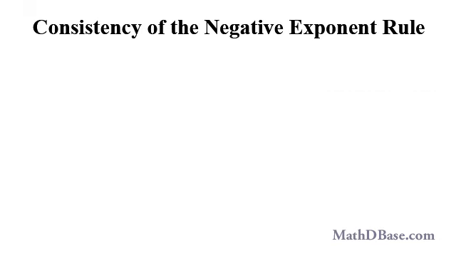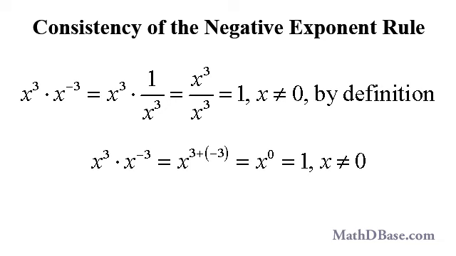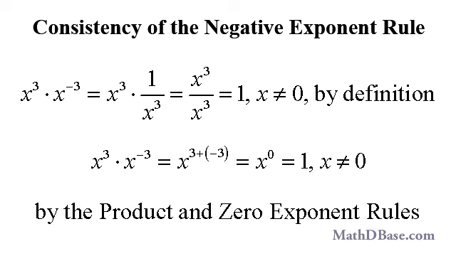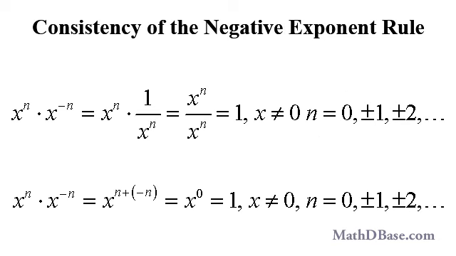Let's see if this rule for negative exponents is consistent with the other rules. If we have x to the 3rd times x to the negative 3rd, by definition this is x to the 3rd times 1 over x to the 3rd, or x to the 3rd over x to the 3rd, which is 1. By the product rule, we would get x to the 3 plus negative 3, or x to the 0, which is 1, according to the rule for 0 exponents. These arguments could be used for an exponent that is any integer, so the negative exponent rule is consistent with the other rules.